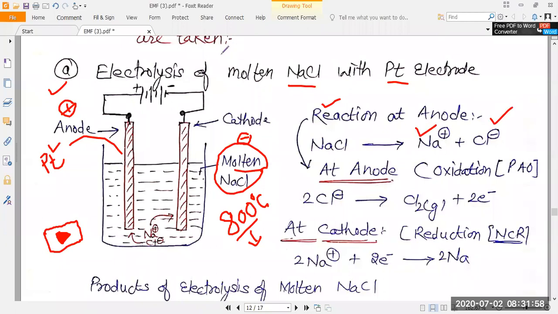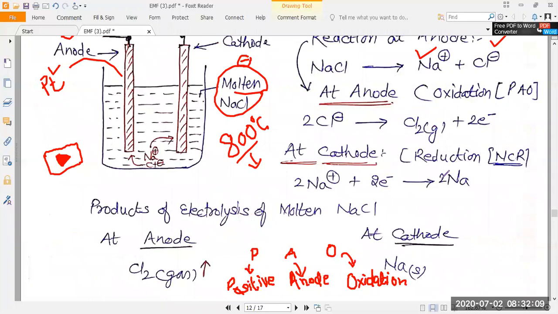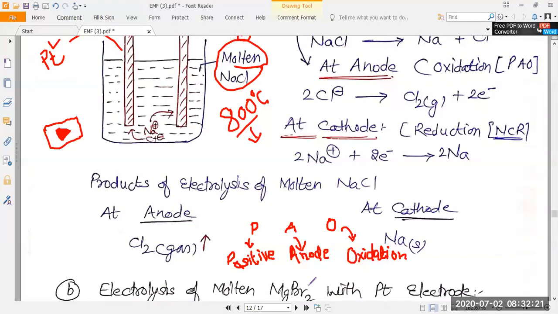What happens at the anode when the electrolysis process starts? Anode means oxidation. To memorize this, we can use a trick: PAO, meaning positive anode oxidation. P means positive, A means anode, and O means oxidation. So the anode will be positive, and oxidation occurs at the anode side.